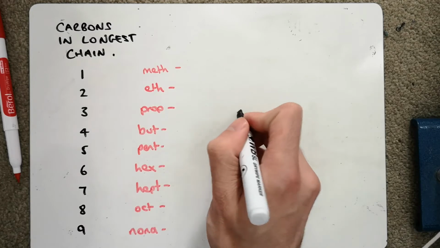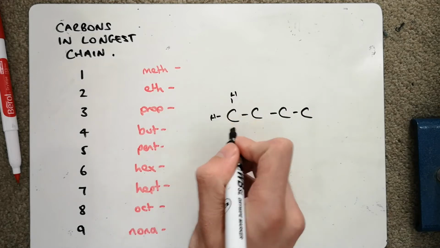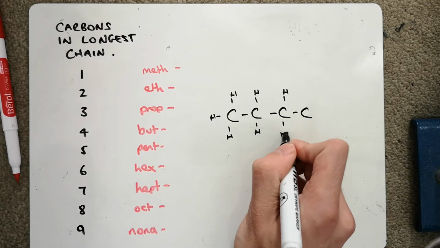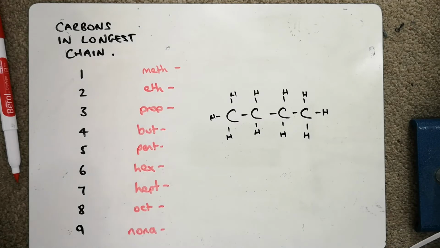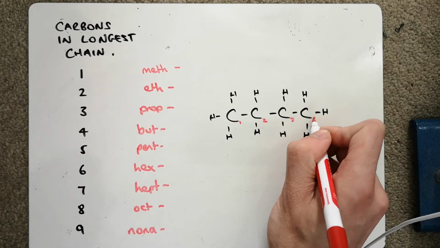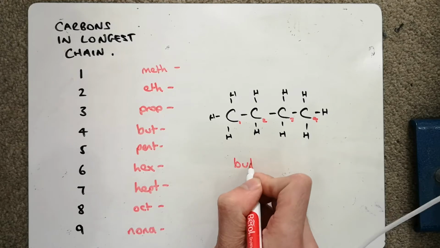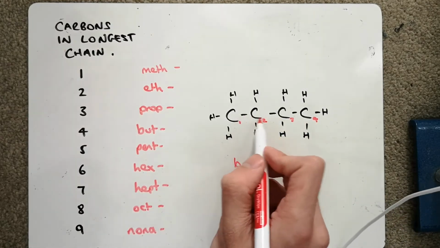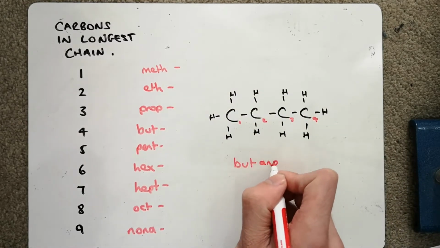So in a compound, we had four carbons, all single bonded to each other and then surrounded by hydrogens. Carbons in the longest chain have 1, 2, 3, 4. So this would have the start but because it's got 4 carbons in its longest chain. It's an alkane because all the carbons are single bonded and there's no other functional group attached. So this gets the name butane.